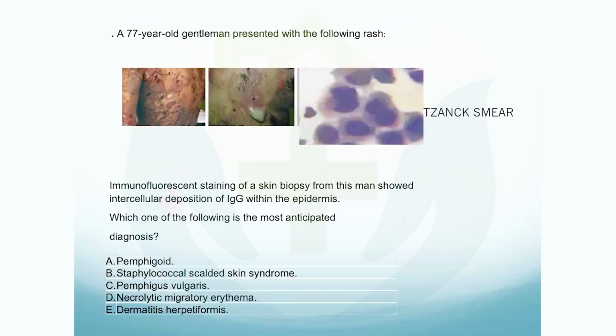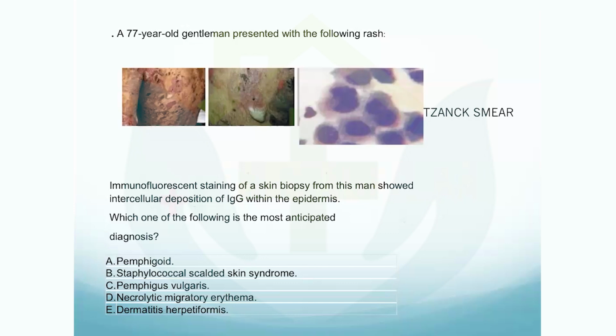Now, there's another 77-year-old gentleman who presented with this rash. Here you can see again extensive areas of erosions. There are vesicobullous lesions, and scraping from the skin shows these acantholytic cells, which means the nucleus is large. Immunofluorescence staining of a skin biopsy from this man showed intercellular deposition of IgG within the epidermis. So previously it was subepidermal, and now it is in the epidermis.